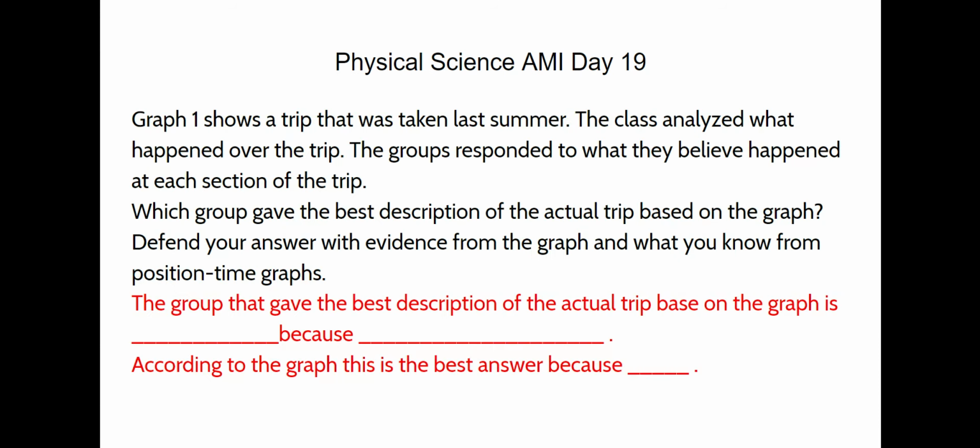Let's read it together. Graph 1 shows a trip that was taken last summer. The class analyzed what happened over the trip. The groups responded to what they believe happened at each section of the trip. Which group gave the best description of the actual trip based on the graph? Defend your answer with evidence from the graph and what you know from position time graphs.